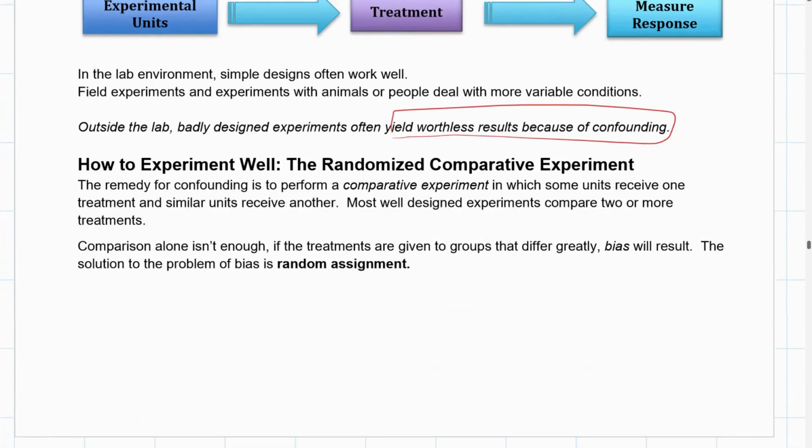How do we do that? Well, what we're going to need is a randomized comparative experiment. The remedy for confounding is a comparative experiment in which some units receive one treatment and similar units receive another. Most well-designed experiments compare two or more treatments. Now, comparison isn't enough. We want these two groups to be as alike as possible with the exception of the treatment, and we do that by random assignment. Random assignment tries to use random chance to ensure that the two groups are as similar as possible.